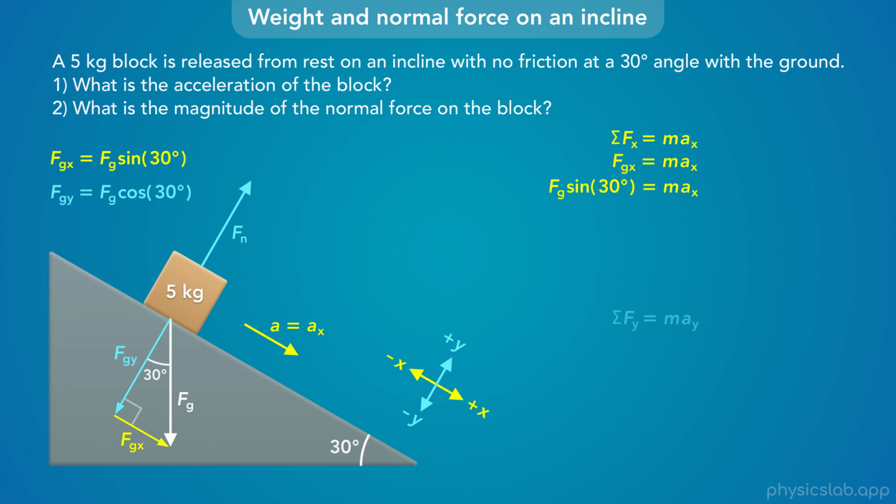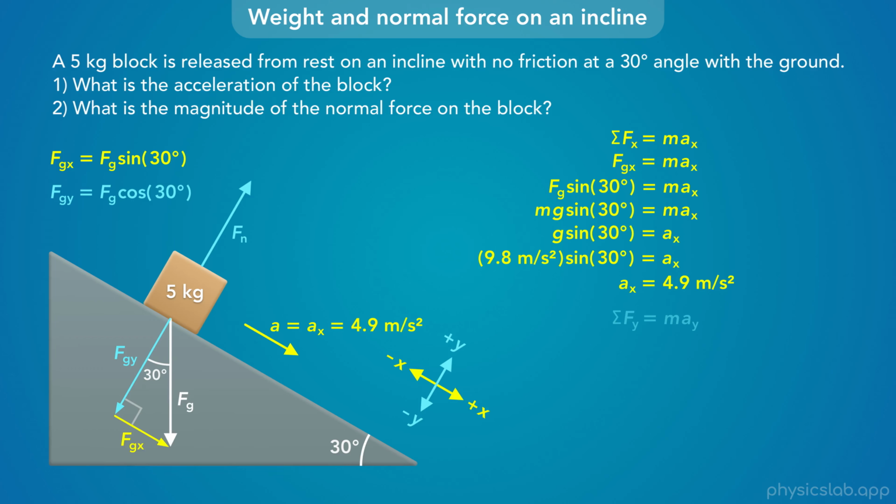And we learned in a previous video that we can replace Fg with m times g, the mass times the strength of the gravitational field, or the acceleration due to gravity. The mass, m, is on both sides of this equation, so we can divide each side by the mass. Then we plug in 9.8 meters per second squared for g, and we find that ax is 4.9 meters per second squared. That is the acceleration of the block in the x direction down the incline, which is what the question is asking for.